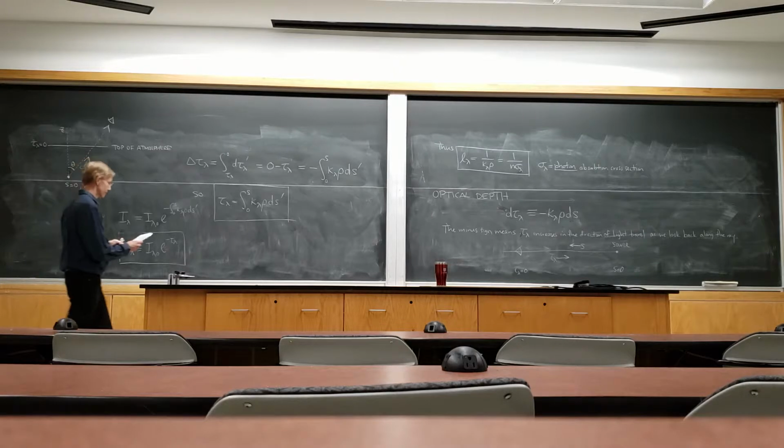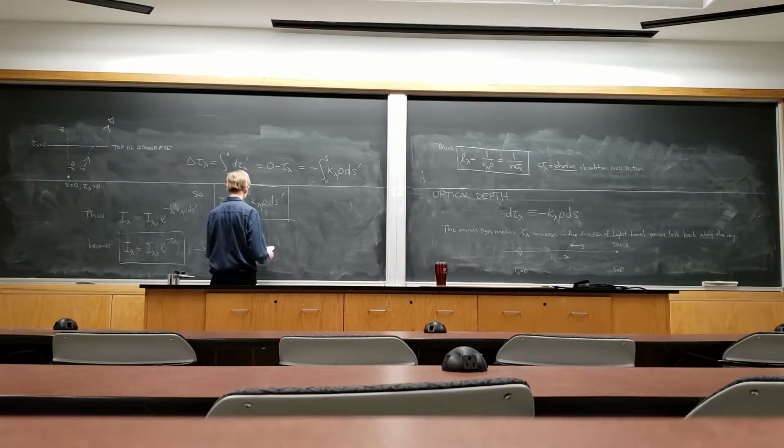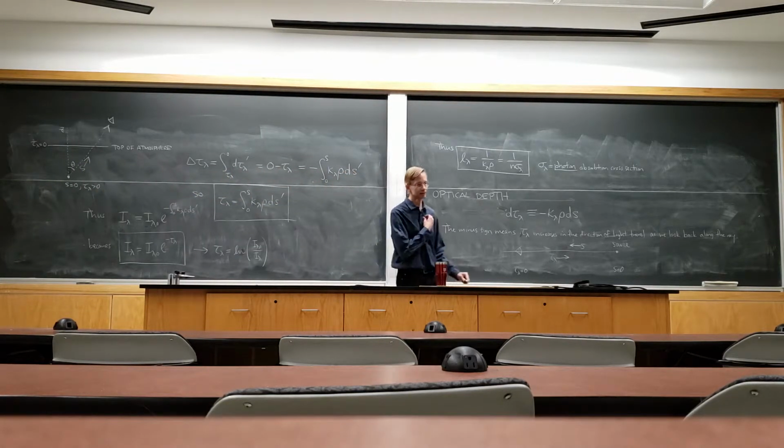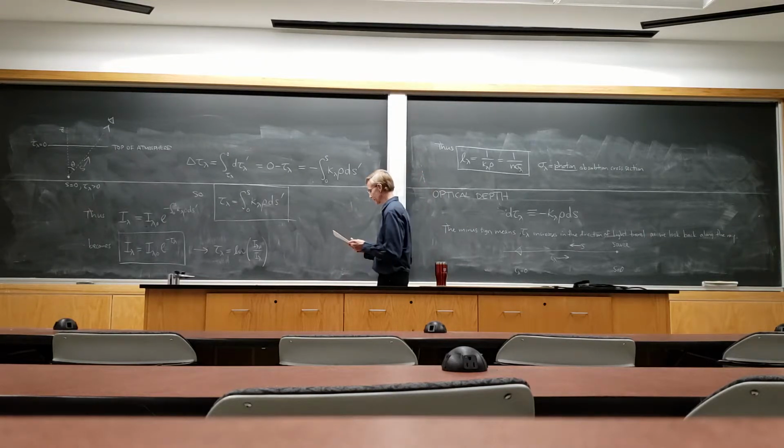And if you take logarithms, what we find is that tau lambda is just the logarithm of I lambda naught over I lambda. I lambda naught is bigger than I lambda because it was brighter at the source than it is at our location. So the natural logarithm of how many times brighter it was when it started out compared to what we see is the optical depth. It's a ratio, the logarithm of that ratio.